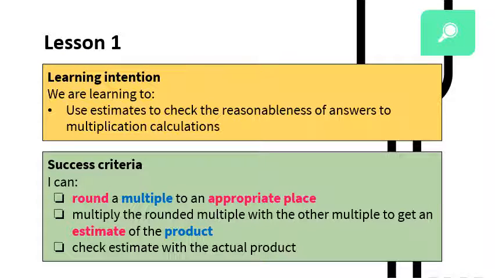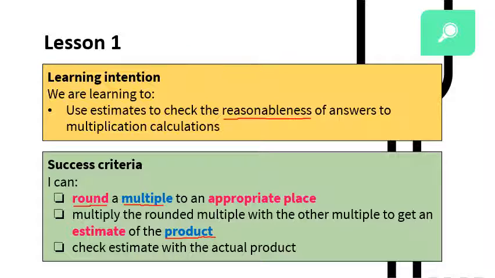So today we are learning to use estimates to check the reasonableness of answers to multiplication calculations. Now, when I'm talking about reasonableness, I'm talking about whether an answer makes sense, whether it's logical, whether it's fair, whether it's close to the answer we would expect. To do this, you'll need to round a multiple to an appropriate place. We know rounding, we can round to our tens place, to our hundreds place, thousands, and so on. A multiple is a number that we multiply by another number to get a product.